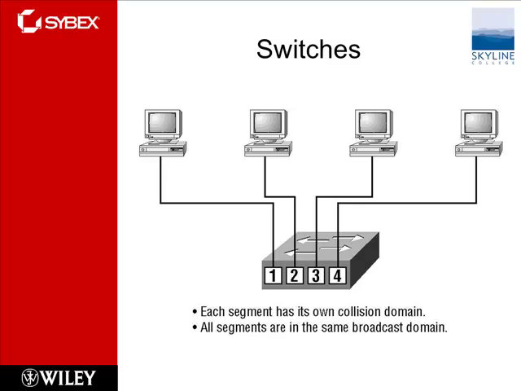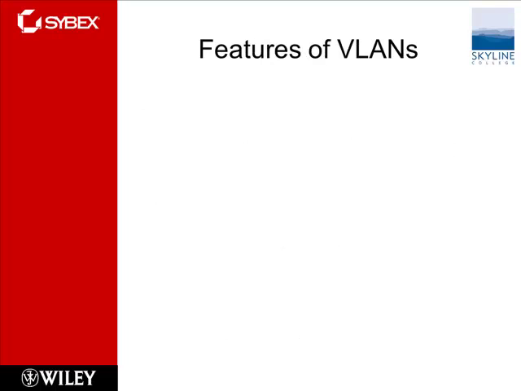These are the switches. Each segment has its own collision domain. In VLAN 1, 2, 3, 4, all segments are in the same broadcast domain. And that's a standard switch configuration, right? The advantage of switches is that each port creates its own collision domain. By default, switches don't create broadcast domains. When we configure VLANs and subnets, they create broadcast domains.